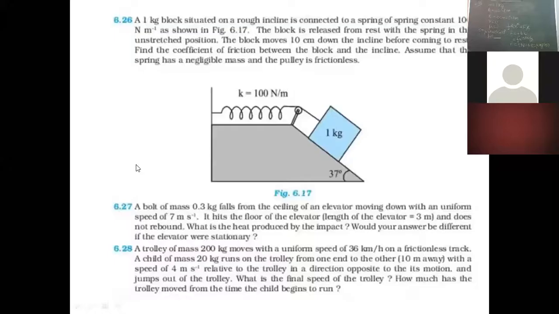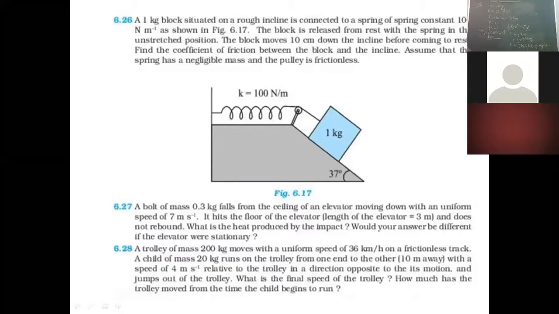Question number 27. A bolt of mass 0.3 kilogram falls from the ceiling of an elevator moving down with a uniform speed of 7 meters per second. It hits the floor of the elevator, length of elevator is 3 meters, and does not rebound. What is the heat produced by the impact?